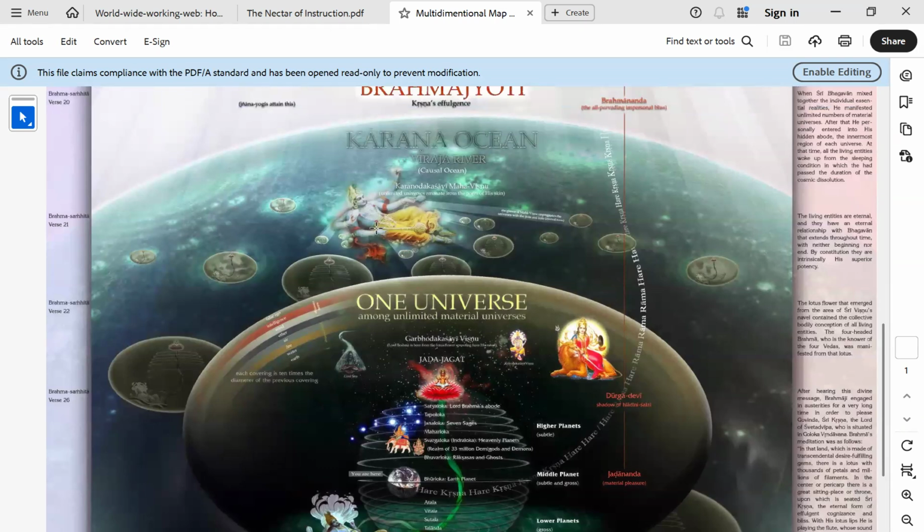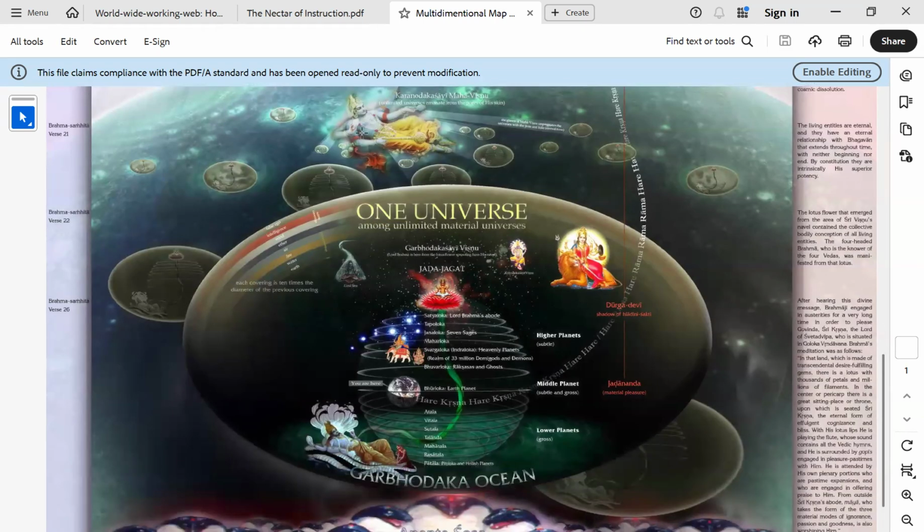And then when each universe is formed, Mahavishnu expands as Garbhodaksha Vishnu. So he's sitting at the base of this ocean, of this universe, and from his navel comes the lotus flower on which Brahma is living. And then Garbhodakshay Vishnu expands as Kshirodakshay Vishnu, who's also the Paramatma sitting in everybody's heart. Those are the three expansions.